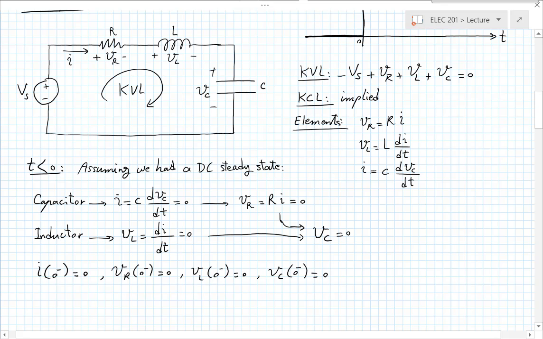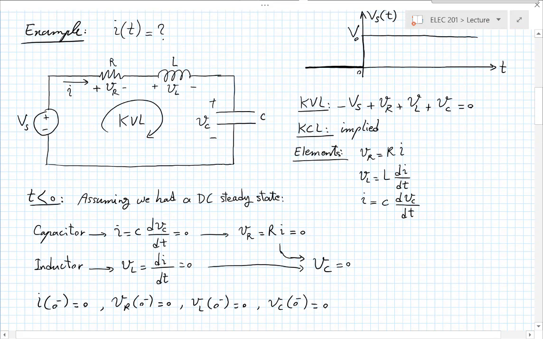Now, immediately after this transition, when we jump from 0 to V naught on the source, what are the things that can change? Recall that a capacitor does not like a sudden change in its voltage, because, again, looking at the capacitor equation, that would mean an infinite dV by dt, which would mean an infinite current. Conversely, the inductor doesn't like a sudden change in its current, because that would mean an infinite voltage for the inductor.